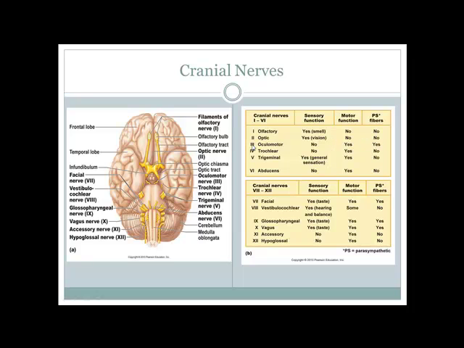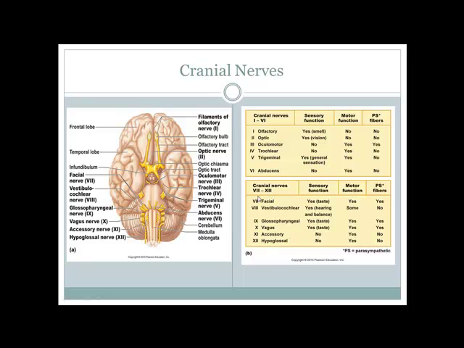Next one is your oculomotor. It does not have a sensory function. It only has motor functions, and it has parasympathetic fibers. Next one is your trochlear. No sensory function. It has a motor function, and it has no parasympathetic. Next one is going to be the trigeminal, which will be sensory. It'll have motor function and no parasympathetics. Next we go to 6, which will be abducens. It will not have sensory function, and it'll only have motor function.